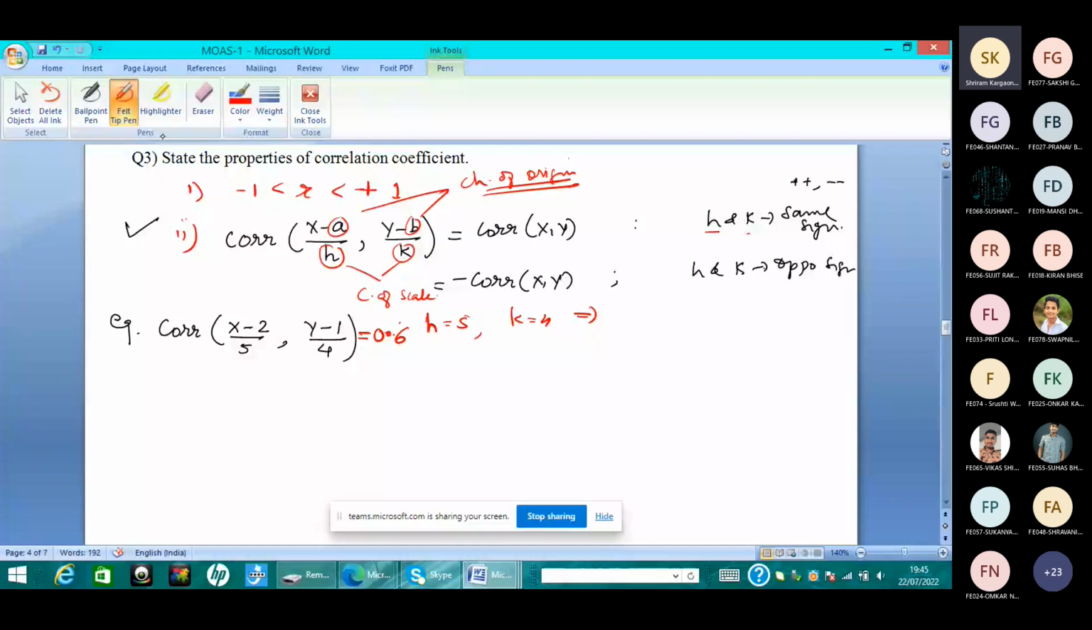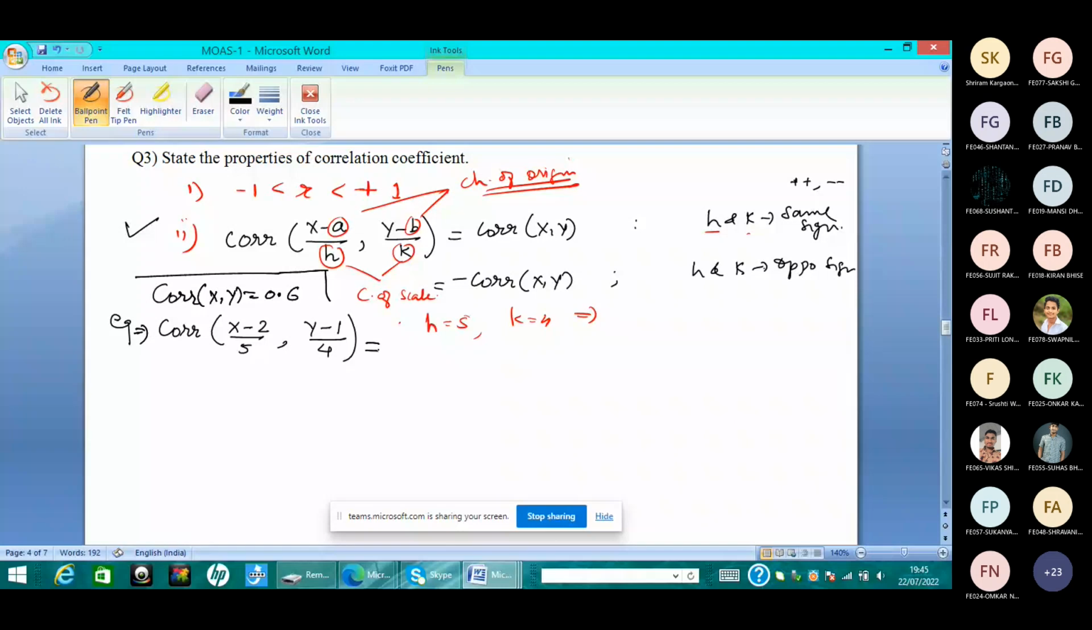Just a minute, there is some mistake. Okay, I know that the information I have is that the correlation between X and Y is 0.6. And now I have to find out this.